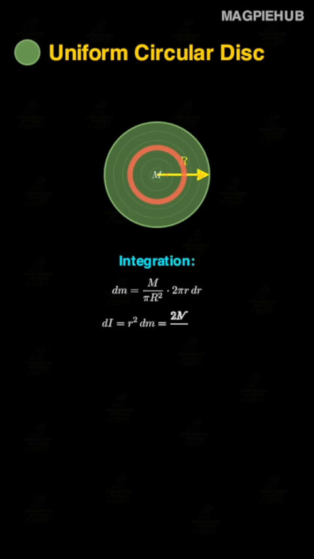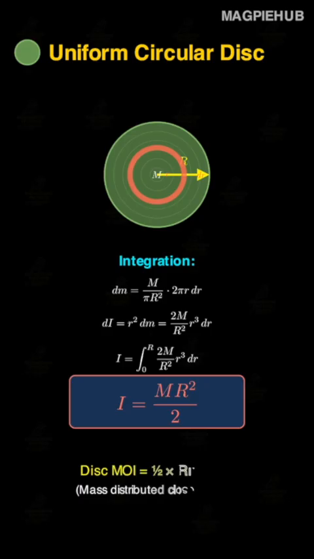Now the uniform circular disk of mass m and radius r. A disk is like many thin rings stacked together. To find its MOI, we integrate over all these rings. We take an elemental ring at radius r with thickness dr.